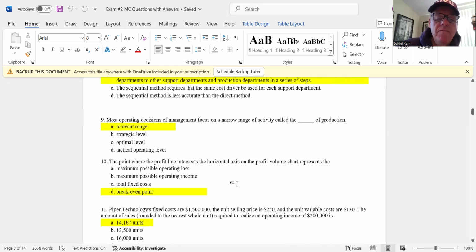Number 10, the point where the profit line intersects the horizontal axis on the profit volume chart, that's the break-even point. So remember when we do the profit volume chart, we basically take volume and we put profit. So the point where profit intersects the horizontal axis on the profit chart represents the break-even point. Okay, if you're confused on that, look up a profit volume chart. You'll see that it is indeed the break-even point.